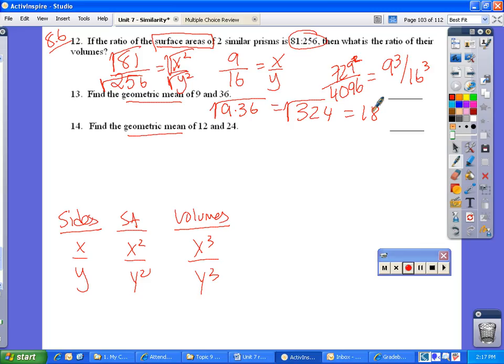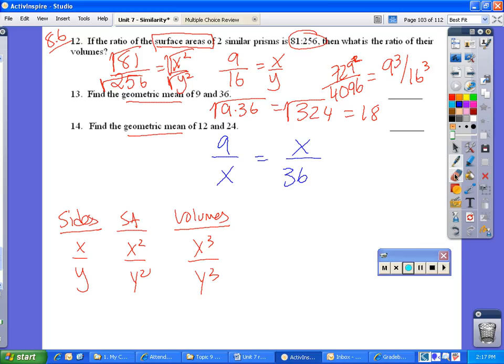The other way to solve these geometric mean problems was to set up a ratio, and you're welcome to do that. So the geometric mean, if I was setting up two ratios, the geometric mean would go in these two locations, and 9 and 36 would go in the other two locations. And that's where we're getting that formula from.